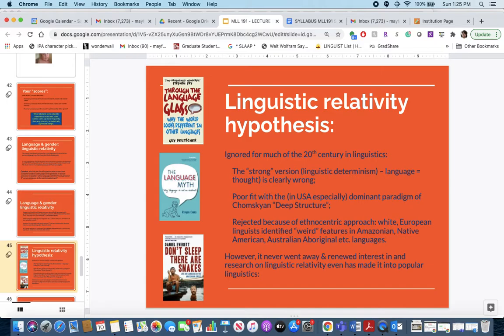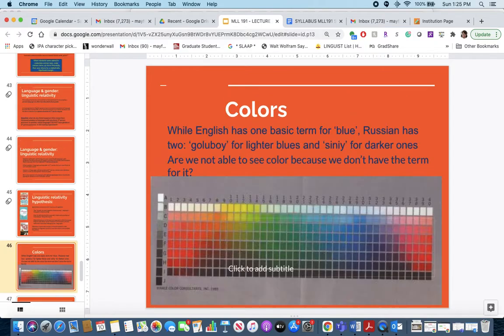A lot of new research has come out to explore these ideas of linguistic relativity. One example in your textbook is about colors. While English has one term for blue, Russian has two: one for light blue and one for dark blue. So the question is, are we not able to see color because we don't have a term for it? A lot of linguists would say yes, a lot of linguists would say no, right?